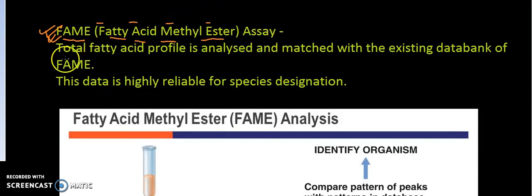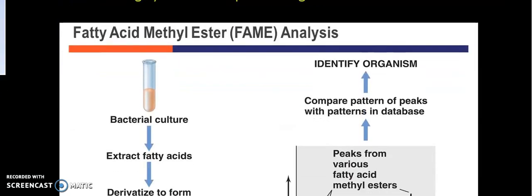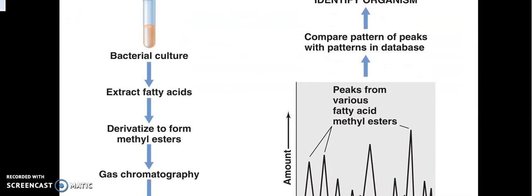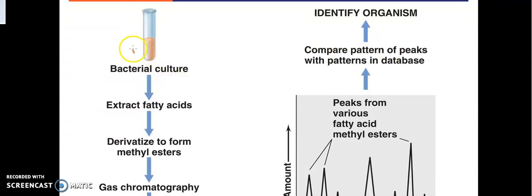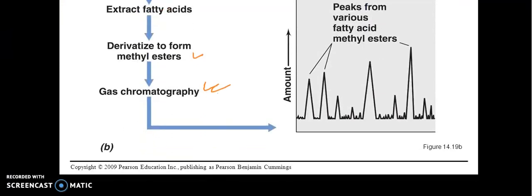So what is done in this case? The total fatty acid is first isolated. Since fatty acid is non-volatile, it is made volatile by taking a methyl ester derivative. The methyl ester derivatives of fatty acid are subjected to gas chromatography analysis. So here is the protocol for that. You get the bacterial culture first, then extract the fatty acid, make a methyl ester derivative of them, and subject to gas chromatography.